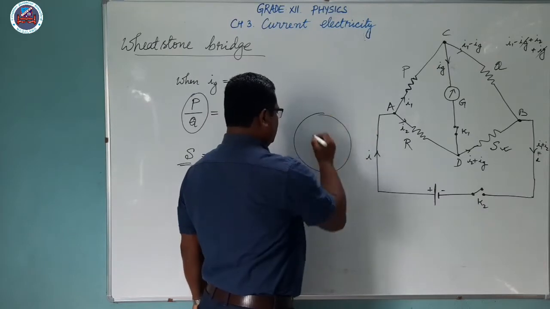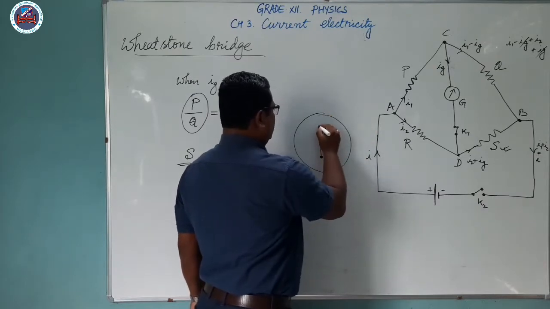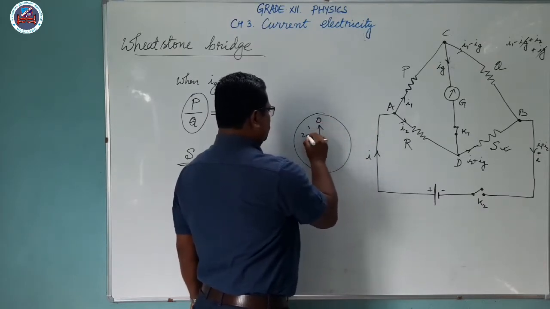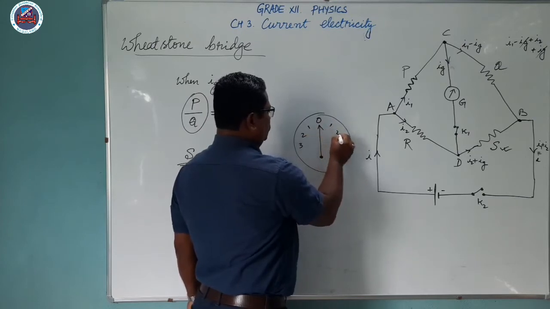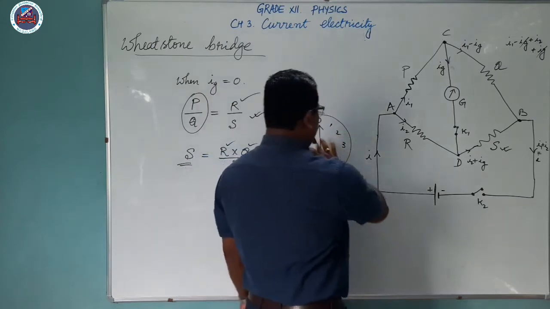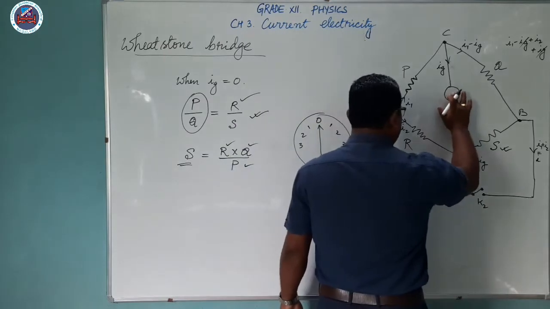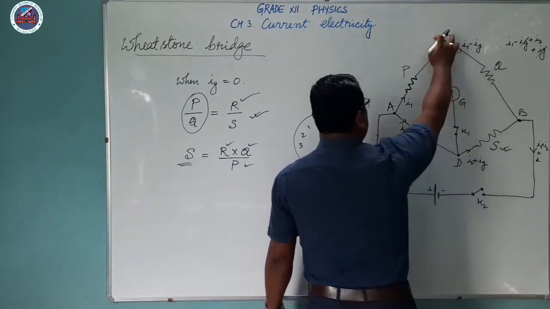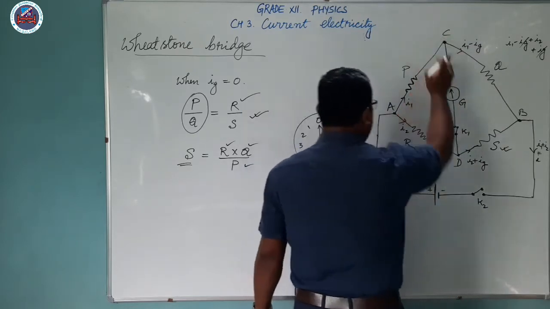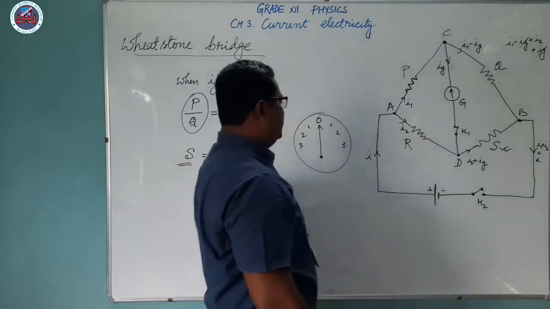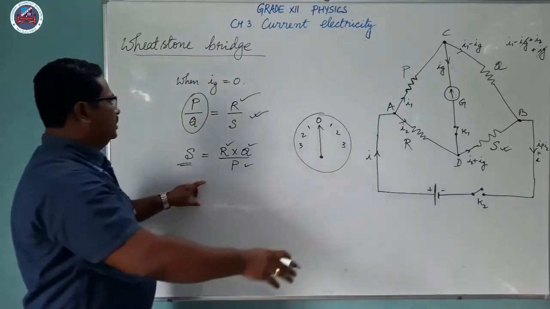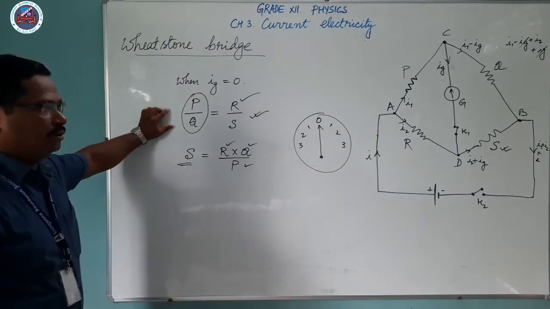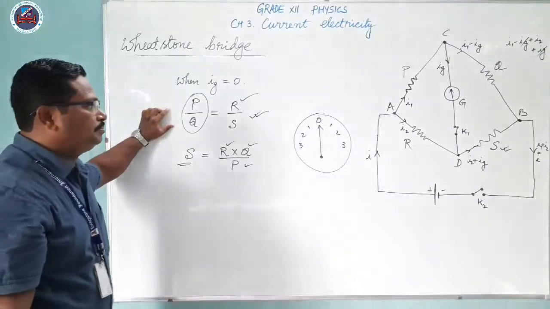Galvanometer looks like this. There is a pointer, and in the middle it is 0, then 1, 2, 3 here, like this. Under the balance condition, the galvanometer will be pointing straight up, indicating that these two points are at the same potential. Then the arrangement, we call it the balanced condition of Wheatstone bridge.